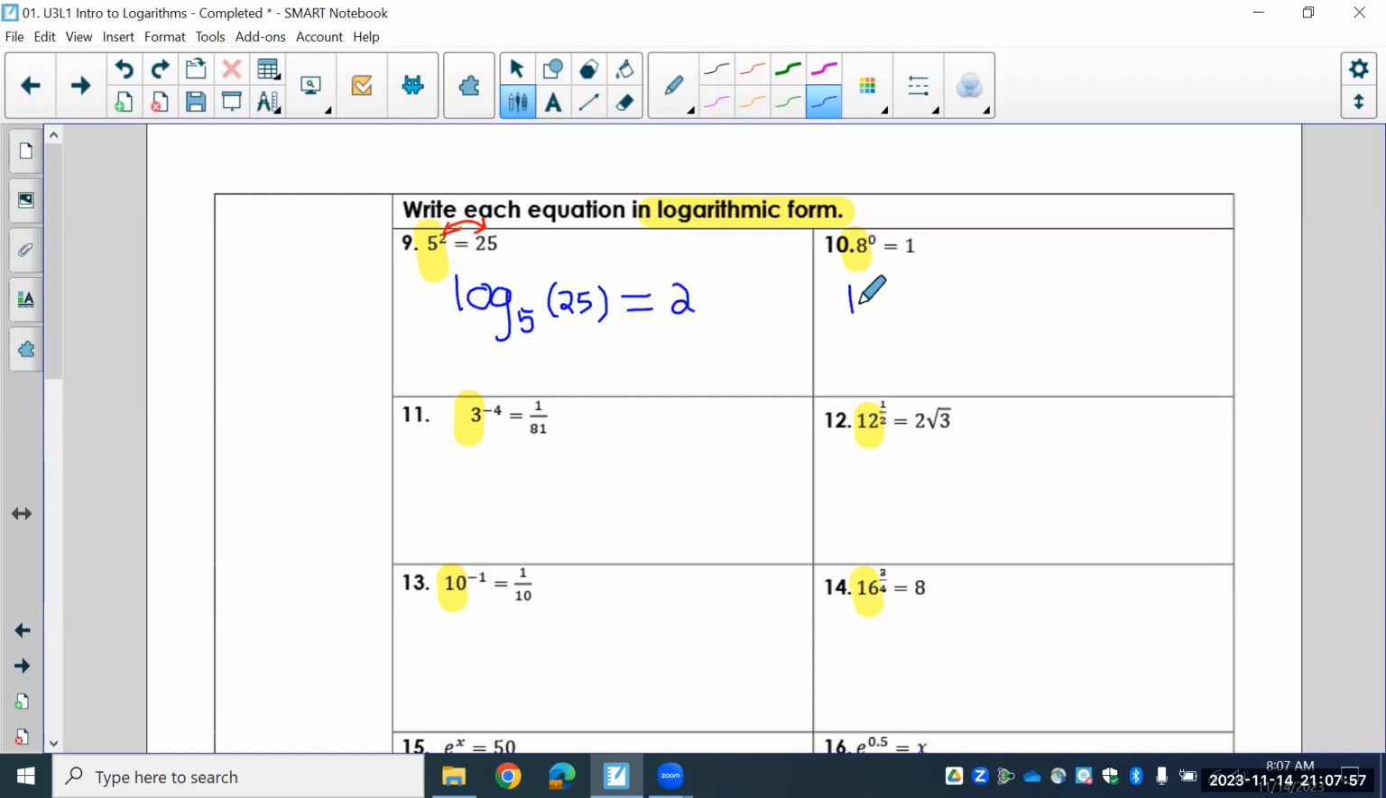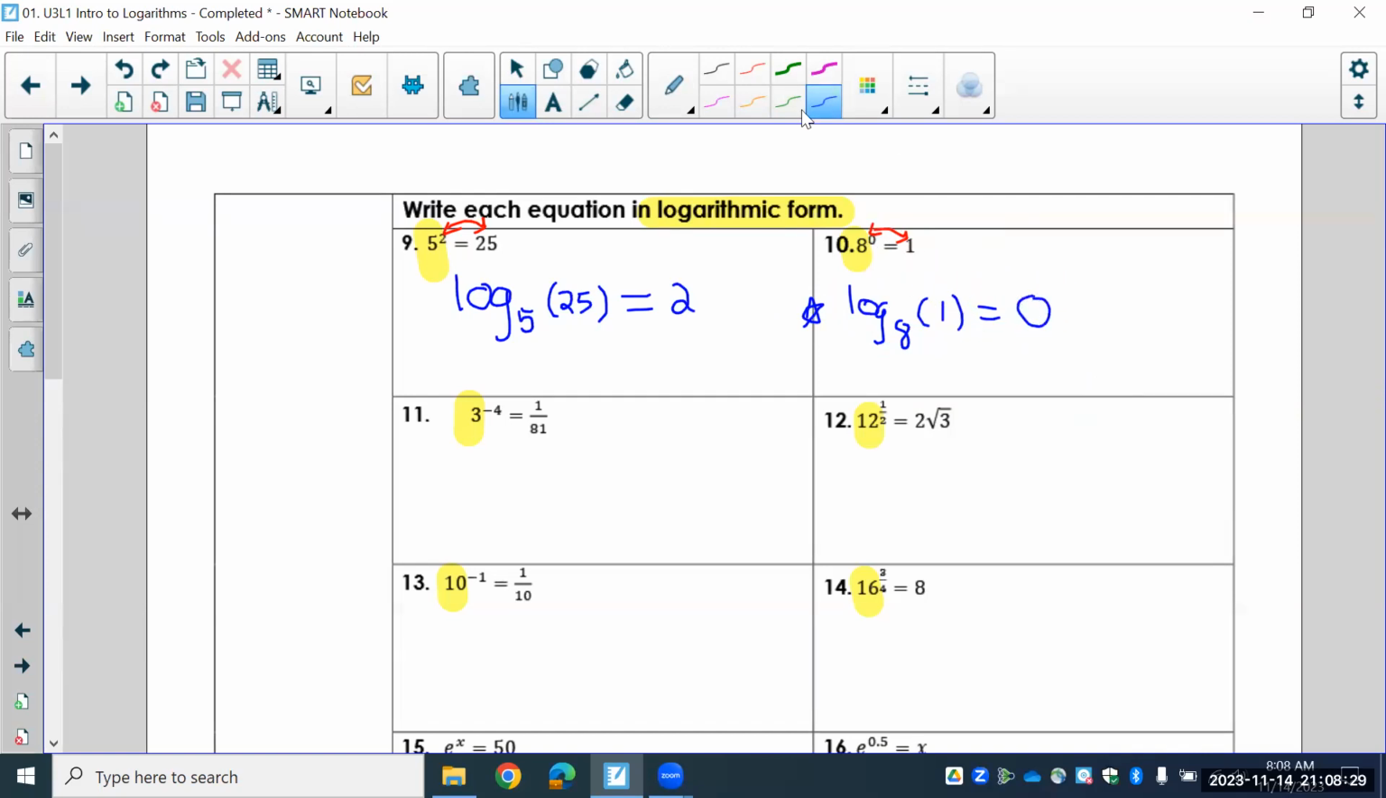This one would be log base 8. Right? And then again, we're switching these two things. So we would put 1 on the inside, and that will equal 0. In fact, one thing that's really important to know, and I'm going to star this problem, is that log base anything of 1 is always 0. Always. ln of 1, log of 1, log base 2 of 1, the answer is always 0 because you're always raising something to the 0 power to get 1.